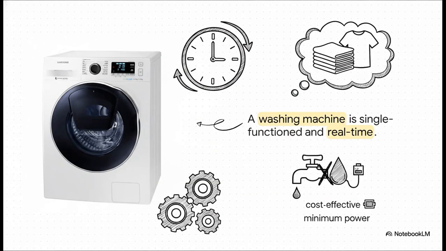Another fantastic everyday example is your washing machine. This highlights a couple of key characteristics we need to talk about. First, it's single-functioned. It's designed to wash clothes, period. Second, it operates in real time.